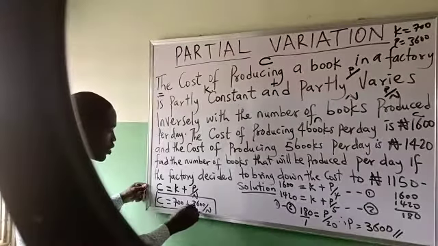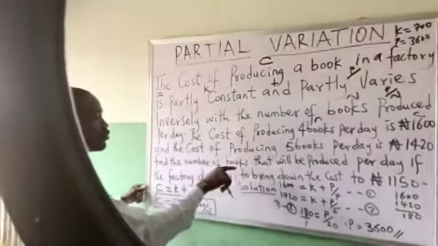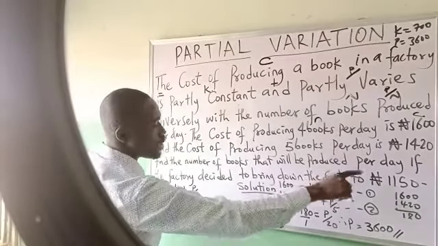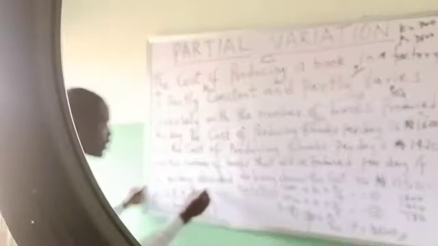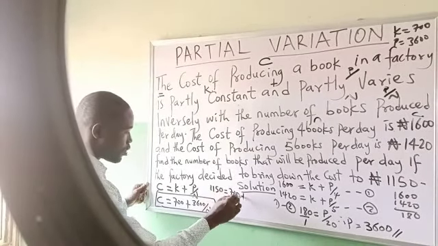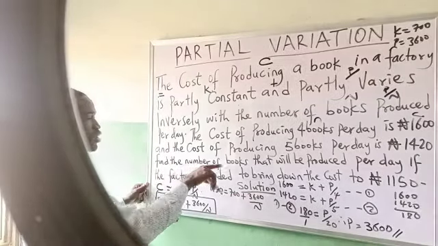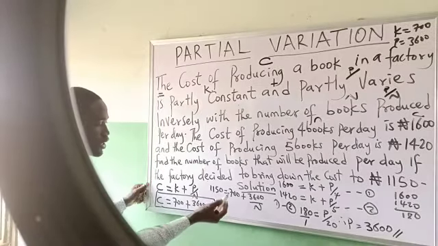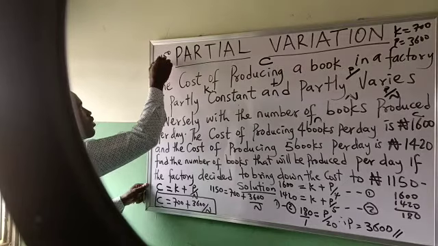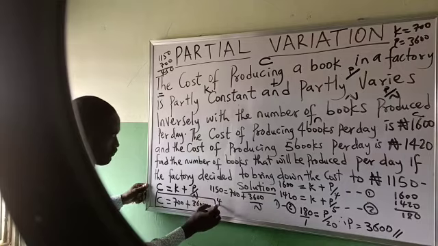Then it is this law that we can now use to get any question they can ask us. Find the number of books that will be produced per day if the factory decided to bring down the cost to 1,150. So when the cost is 1,150, we have 700 plus 3,600 over N. We are trying to know the number of books that will be produced. If this goes to this side, 1150 minus 700 will give you 450. So you will have 450.